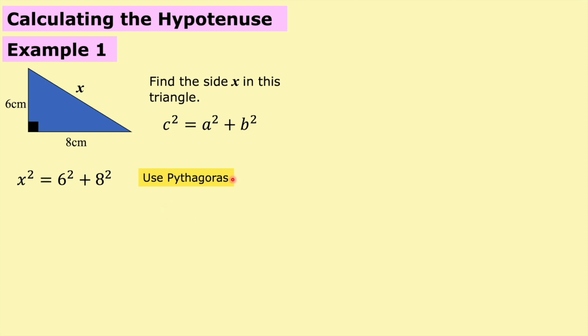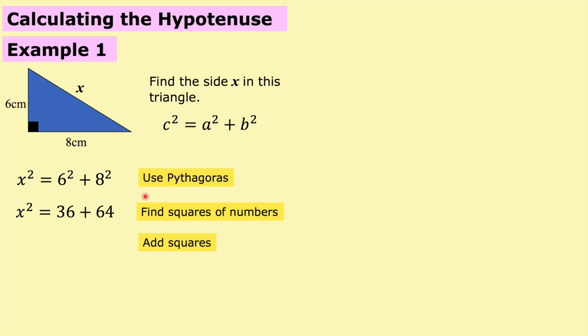We're then going to go ahead and find the squares of these numbers. So x squared equals 6 squared is 36, meaning 6 times 6 is 36. 8 squared, meaning 8 times 8 is 64. So I've just calculated those. Then we're going to go ahead and add those numbers together. So 36 add 64 is 100. So x squared equals 100. We're just trying to find out what x is.